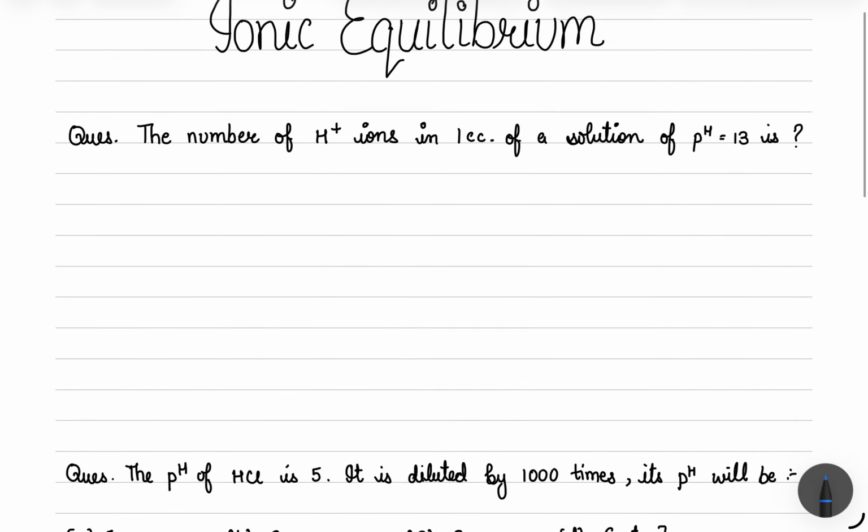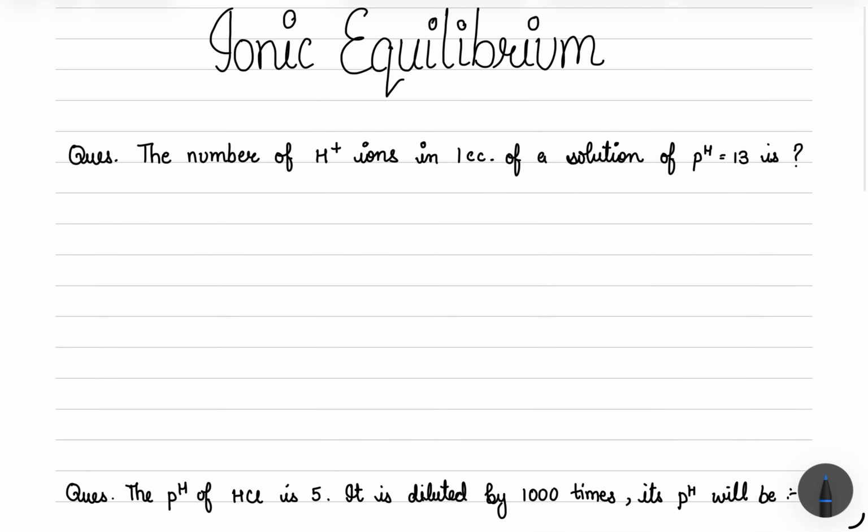Hello students, today we are going to see some questions of ionic equilibrium. So question number 1 is there. Calculate the number of H plus ions in 1 cc of a solution of pH 13. So see, as you can see, pH is given 13.